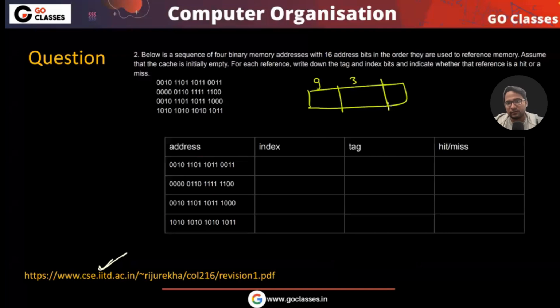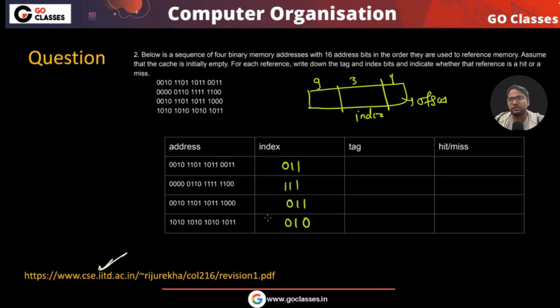9, 3, and 4, which means this is the offset, this is your index, and this is your tag. Now they are saying that given this address, can you first of all tell me what the index bits are? See, this is the index. You just forget about these 4. Then this is the index. So can you quickly tell me what the index is? 011, right? Here 111, here 011 again, here 010. Is this okay to everyone?